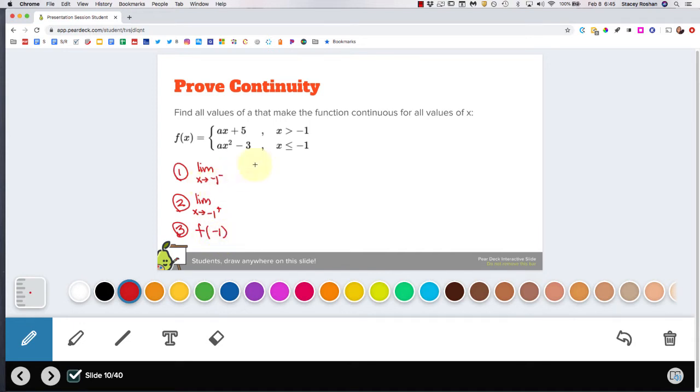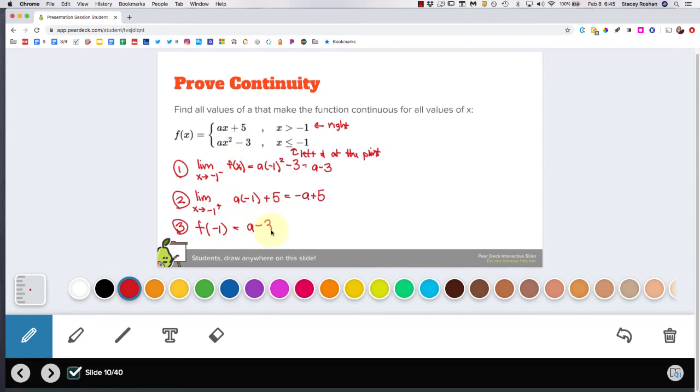-1 from the left, this is from the left and at that point, and we only use this one from the right. From the left, we're going to be using this one, a times -1 squared minus 3. That's a minus 3. From the right, we use the top one, a times -1 plus 5. That's -a plus 5. And then the function value at that point, we use the same one, but we do need to rewrite it just to show that we thought about it, considered it, and we did something with it.